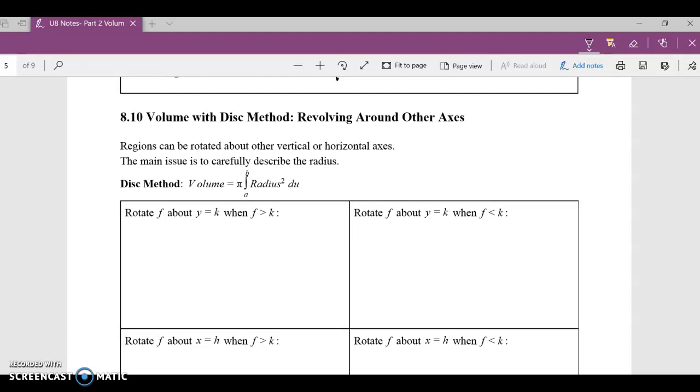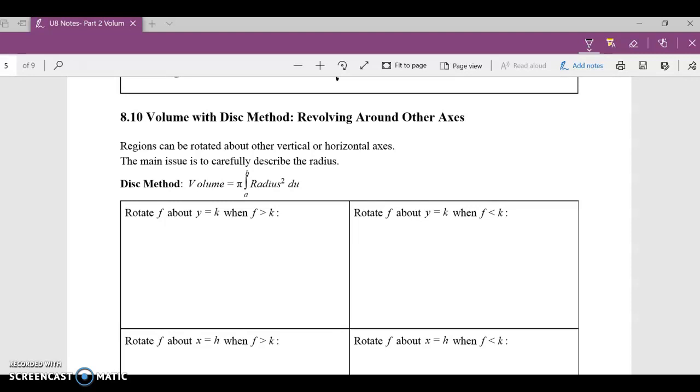This is section 8.10, and we are going to continue with the disk method, but we are going to learn how to create a solid by revolving around other axes besides the x and y axis. Essentially, we're going to do translations of rotations.